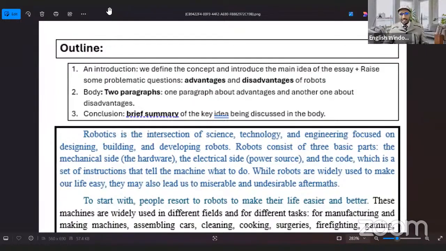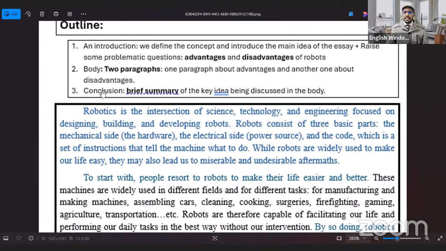Here, as you see, we wrote an outline before we got started, about the main important points or structure that we were going to go through. So, number one, there should be an introductory sentence, and here we opted for defining the concept and introducing the main idea of the essay, plus raising some problematic questions about advantages, disadvantages, or whatever the topic is about. Our topic last time was robots, so we discussed advantages and disadvantages of robots.